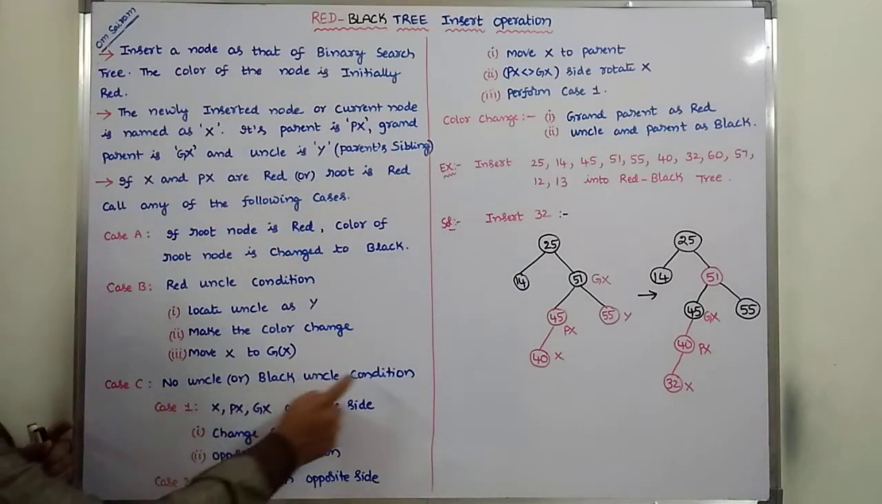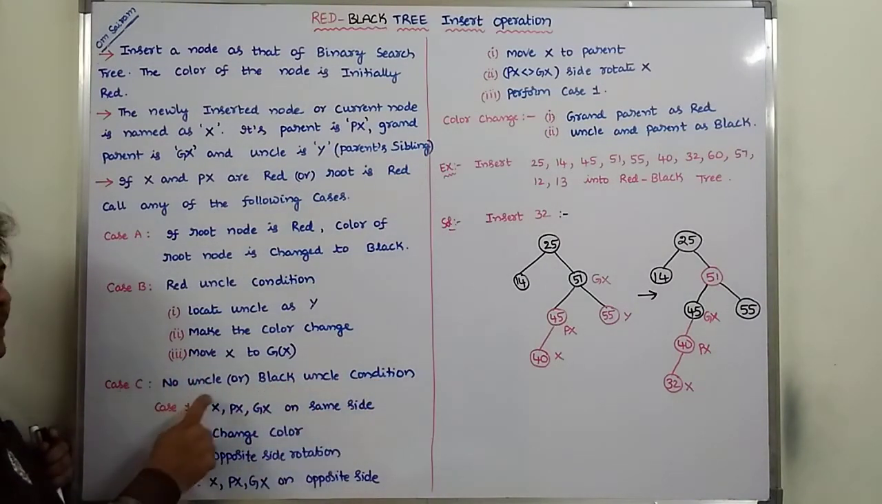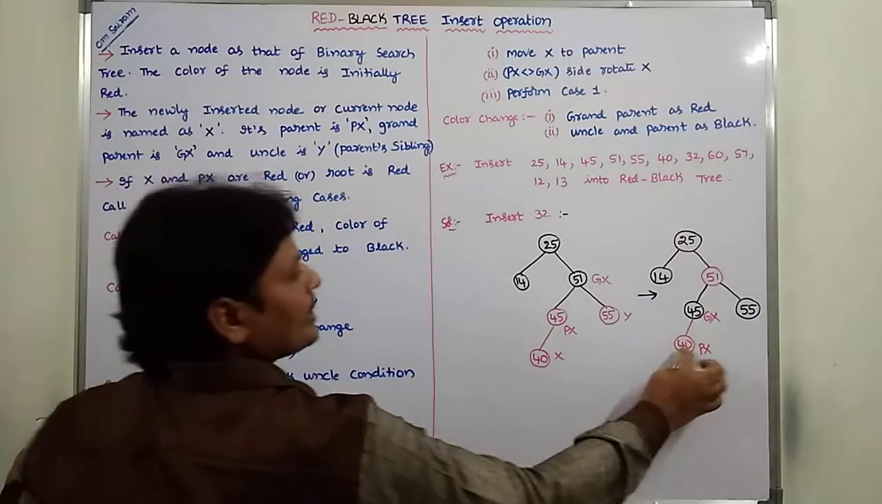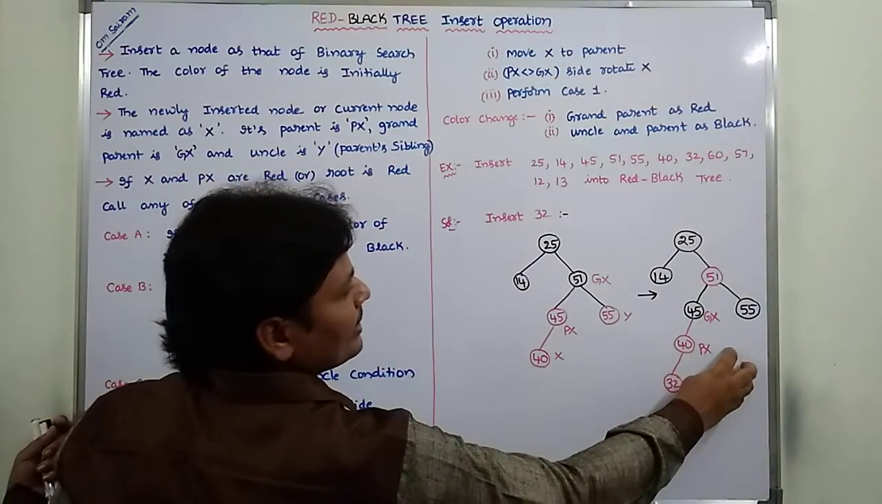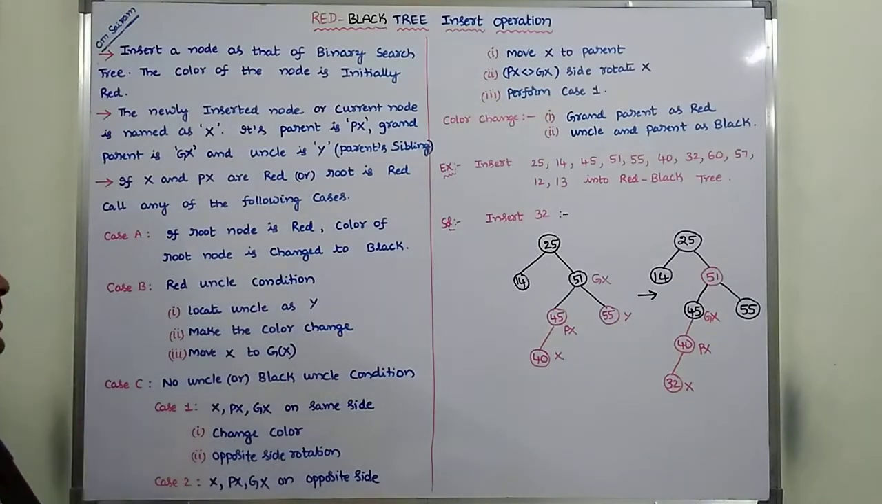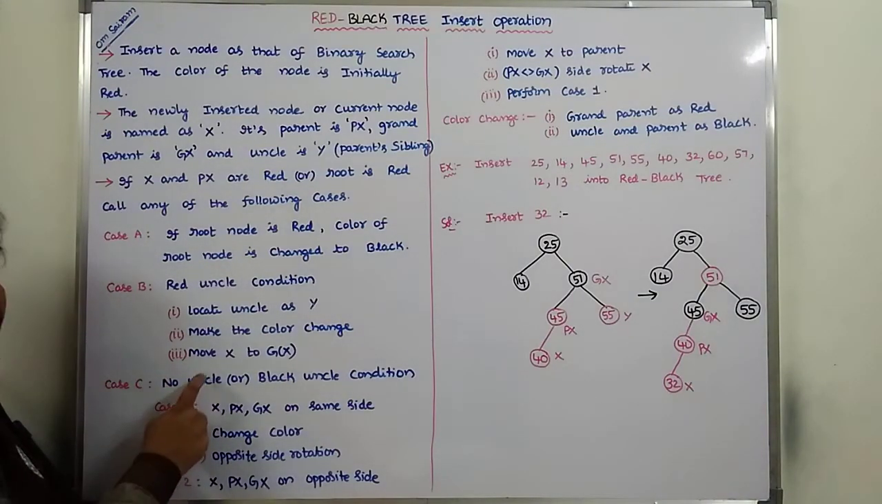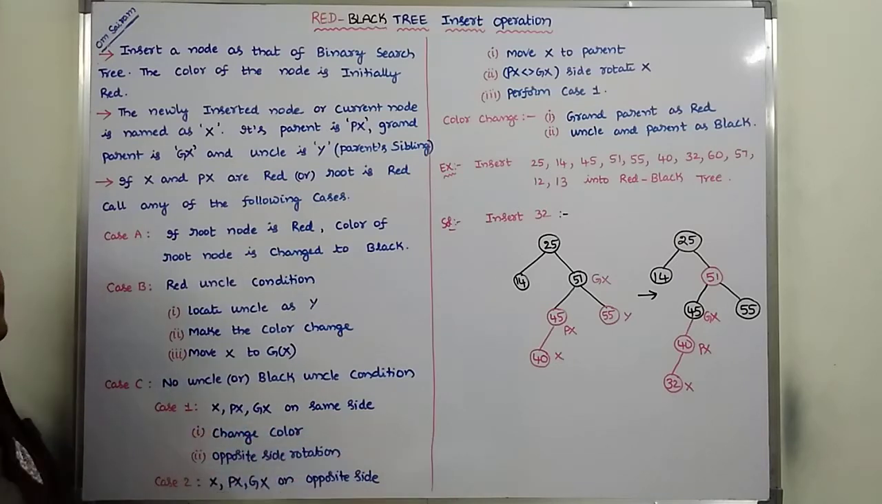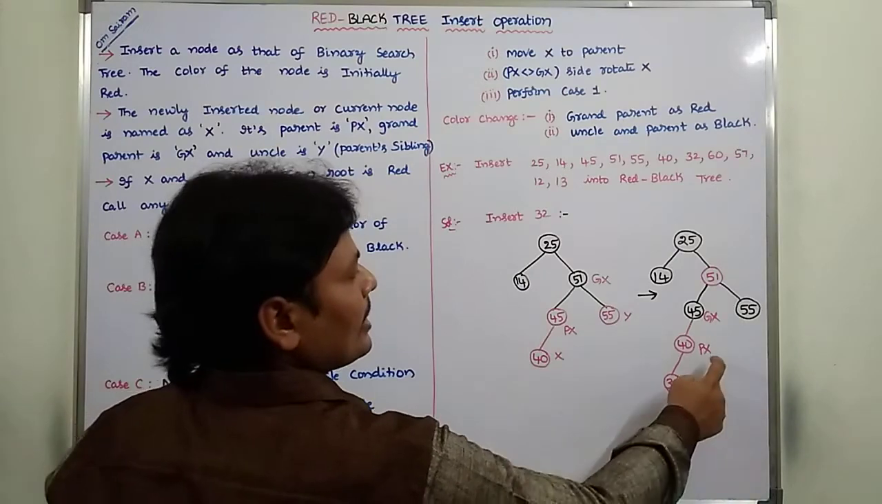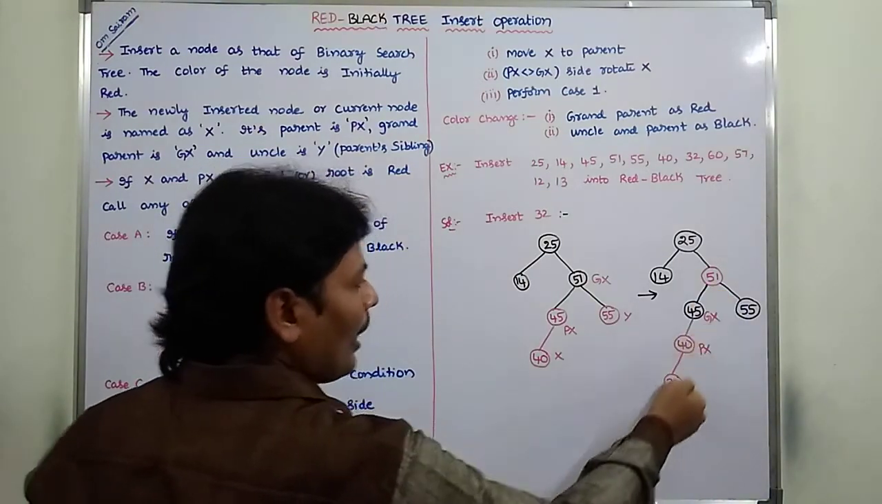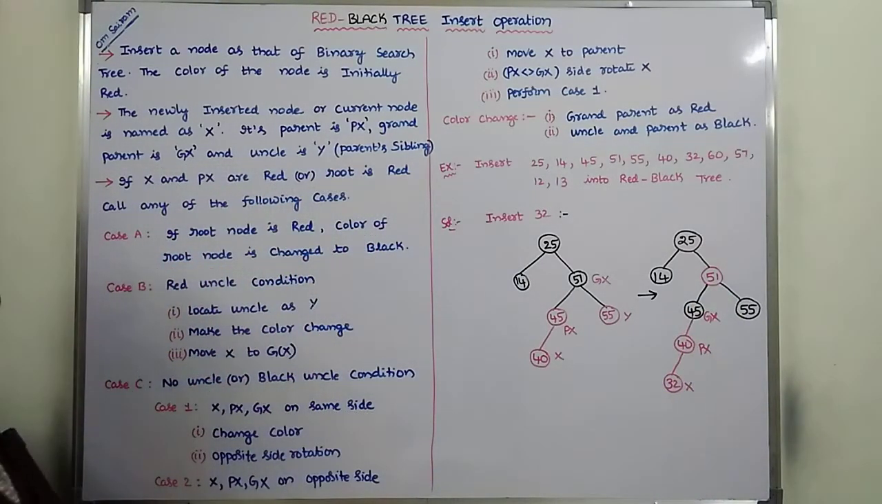Case C, the no uncle or black uncle condition. Here this is true, there is no uncle. The parent's sibling is not there. The grandparent's other child, that is the sibling, is not there. Now case 1: go for this condition, it is true. Then go for case 1: x, px, gx on the same side. This is x, this is px, this is gx. All are on the left hand side, on the same side. Then case C, case 1 condition is applied.